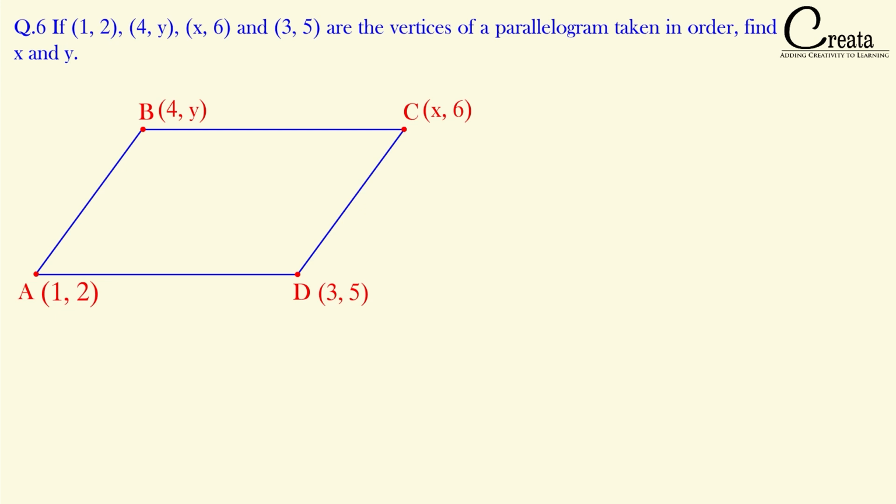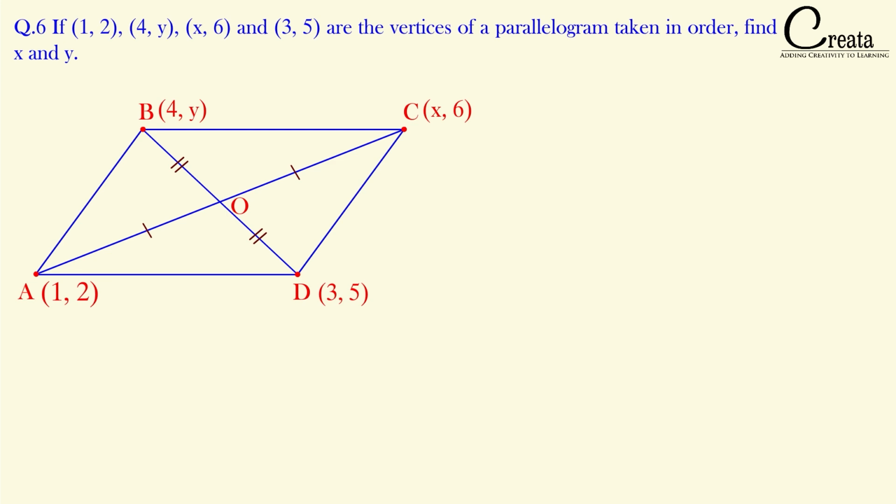So firstly, let's draw the diagonals, that is AC and BD. These two diagonals are meeting at the point O. As per the property, AO will be equal to OC and OD will be equal to OB. That is, O is the midpoint of the diagonal AC and O is also the midpoint of the diagonal BD. Based on this property, we will try to solve this question.